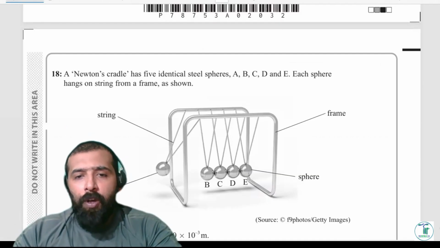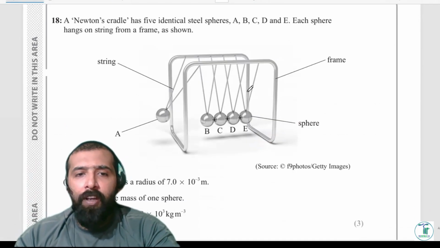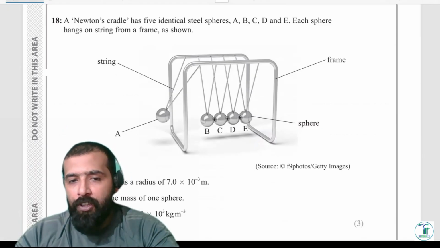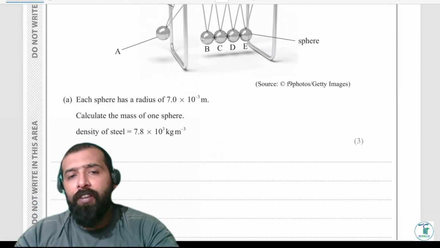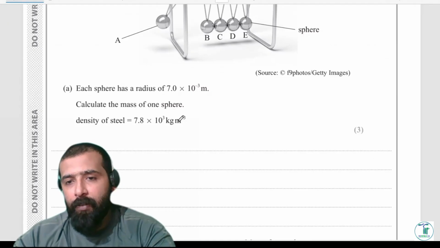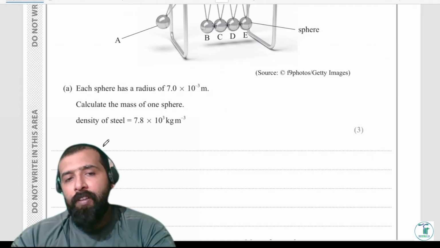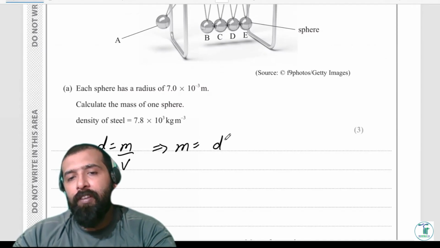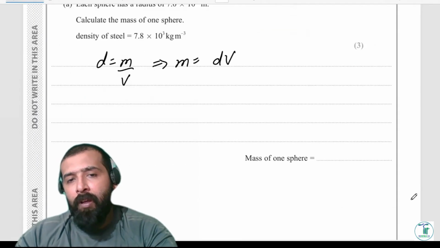Now we have this question number 18, where we have a set of different spheres which are going to strike each other. Each sphere has a radius of 7 times 10 raised to the power of -3 meters. Calculate the mass of one sphere. The density of the steel is given as well. Since density is mass upon volume, the mass has to be the density times the volume, right?